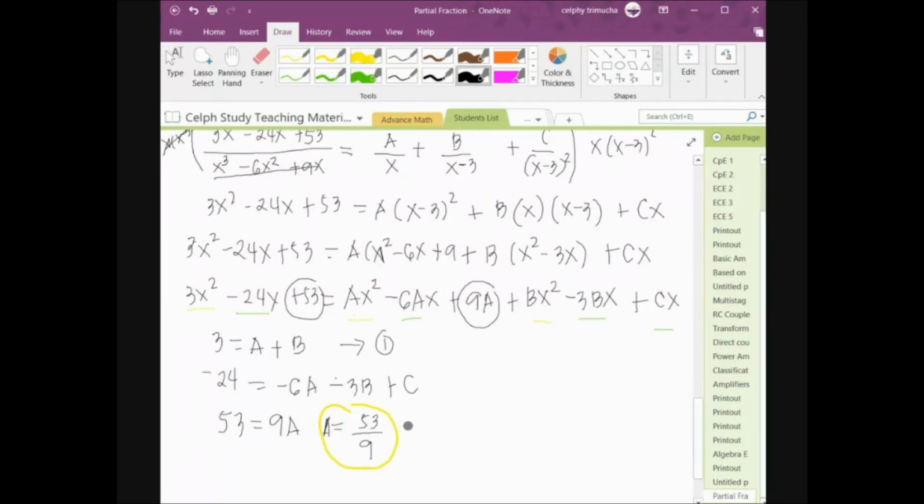Next, anong pwede natin unang substitutan? Masapos diri kung diri masubstitute sa first equation. So substitute na lang ang value sa aton nga kuha nga a. We have 3 is equal to a, which is 53 over 9, plus b. So pila ang makuha nga value sang b?